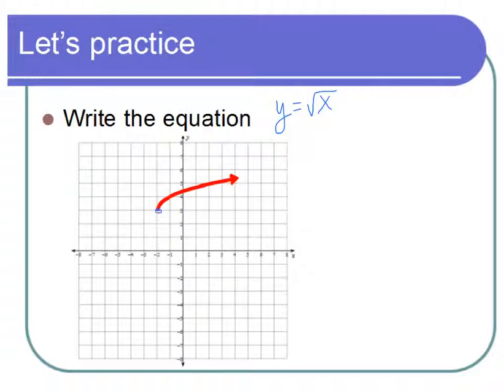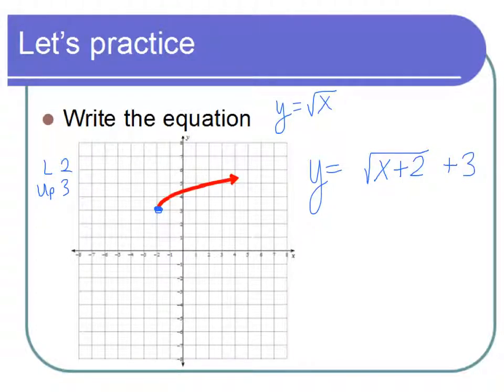So first of all, let's go to this vertex point and see what happened. It looks like we went left 2 and up 3. So do you know where to put those values? Well, the shifting happens inside the parentheses. That's your left and right shifting. Since I went left, I'm going to put the opposite sign. So it'd be an x plus 2. And then outside of the square root should be my vertical shift, so up 3.